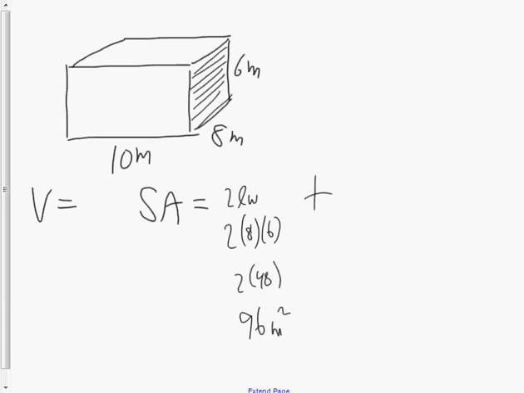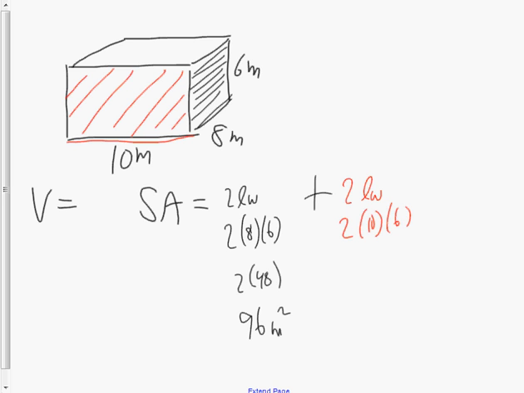But there's more. The front, which we'll do in red, the front is a rectangle. So there's 2 of them, the front and the back. And both of those rectangles are 10 by 6. This is 10, and this is 6. So there's 2 of them that are 60, which means that both of those, the front and back, are 120 meters squared.